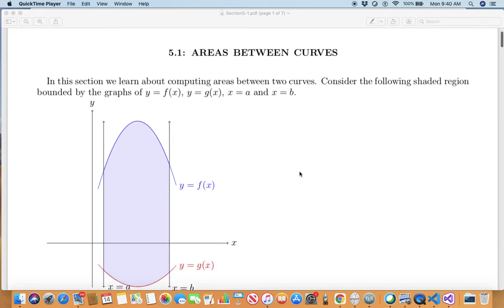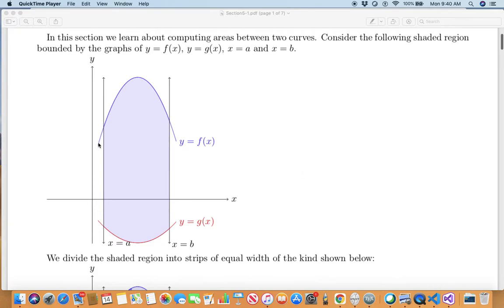All right. This is the curve y equals f(x). This is the curve y equals g(x). x equals a and x equals b are vertical lines. Okay, x coordinate fixed number, x coordinate another fixed number. These are vertical lines. So that is x equals a and that one is x equals b.